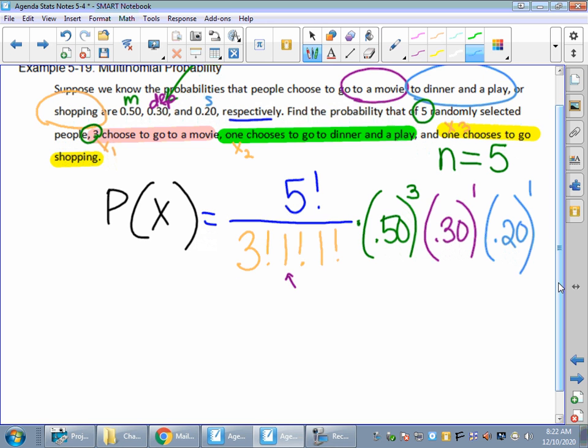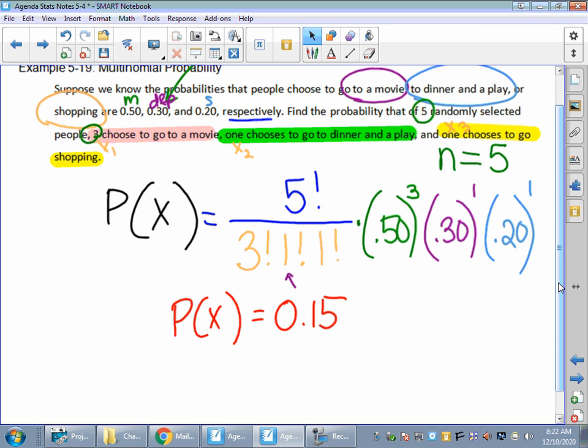Setup is done. Now comes the fun part, the calculator. Do a quick pause. Make sure you calculate this out the same as me. I ended up with a 0.15, 15% probability that if we pick 5 people, 3 are going to a movie, 1's going to dinner and a play, and 1 is going to go shopping. I'd be the one shopping. So that's a multinomial probability.